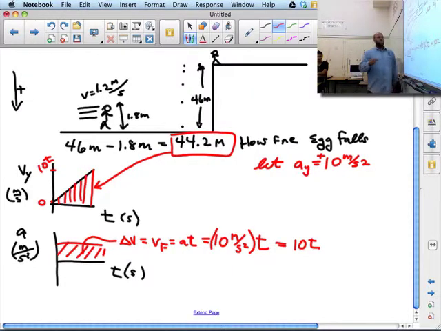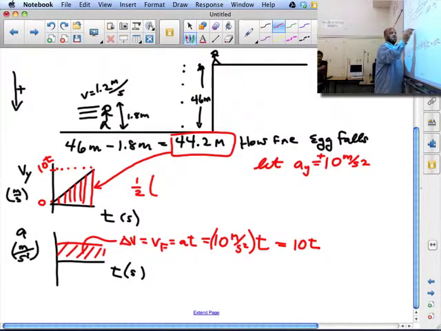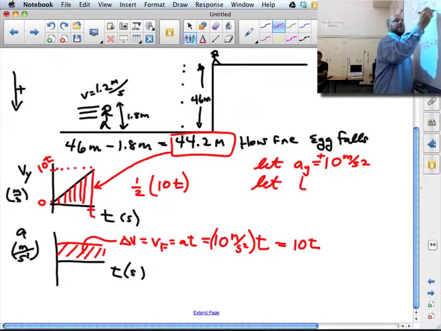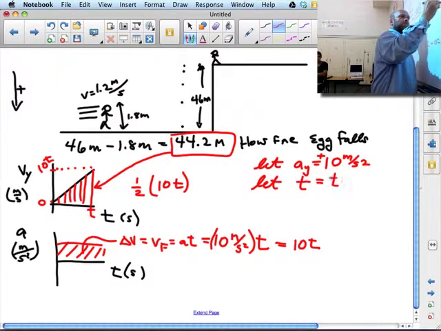So that area must be 1/2 times 10t times t. And then times another t. I'm going to call that t. So let t equal time to hit bald spot.